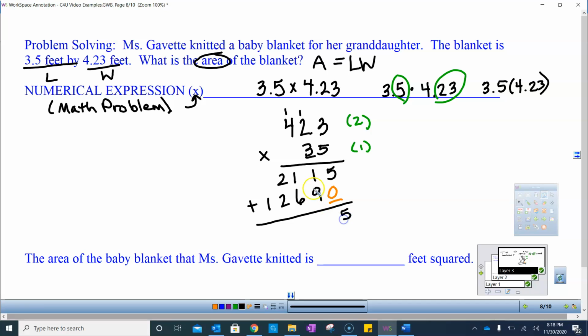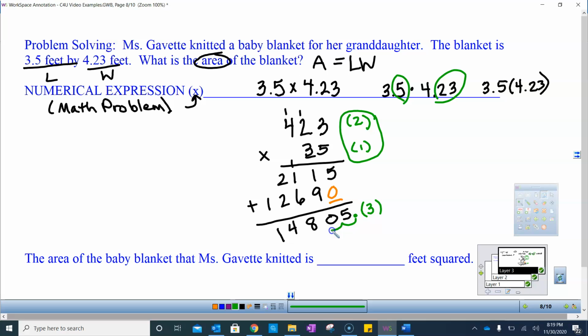5 and 0 is 5. 1 and 9 is 10, carry the 1. 6 and 1 and 1 is 8. 2 and 2 is 4, and 1. Okay, I'm not done because if it was 423 times 35, I would be done. But it wasn't. It was 4.23 times 3.5. So I need to look at both of those, add them together, and that tells me how many digits need to be to the right of the decimal in my product.